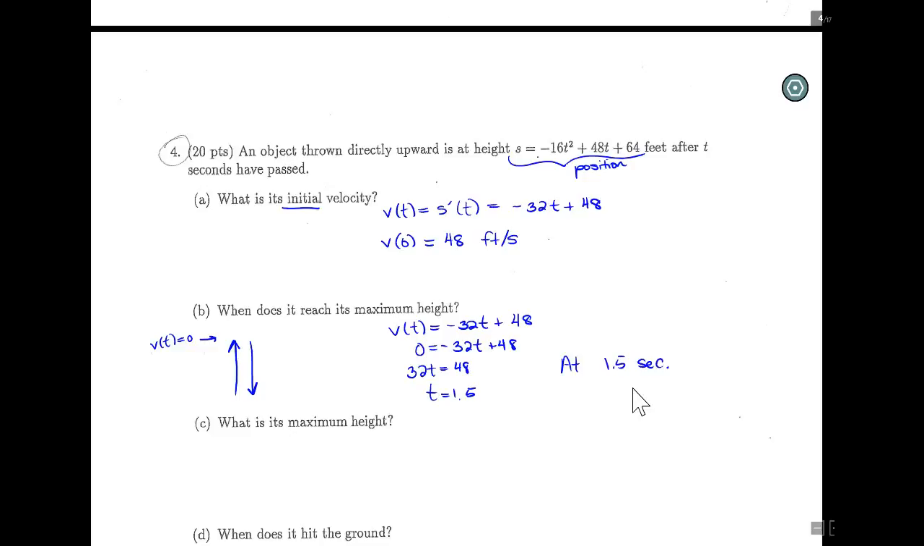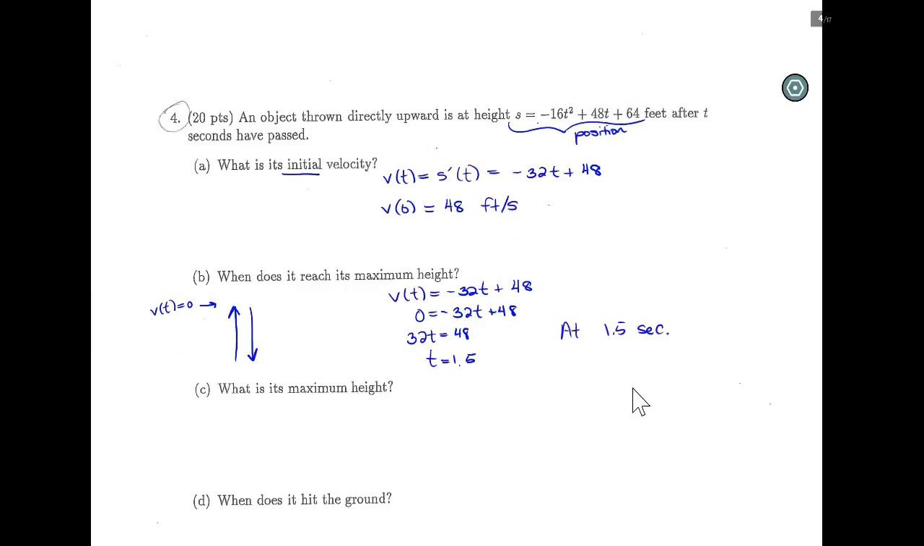Part C says, what is its maximum height? So now we have to go back to the position basically. So what is the maximum height? That's going to be s of 1.5, because at 1.5 that's where it reaches the maximum height. So we have negative 16 times 1.5 squared plus 48 times 1.5 plus 64. I'm going to plug this in my calculator just to save some time. Double check, but it looks like we should get 100 feet.